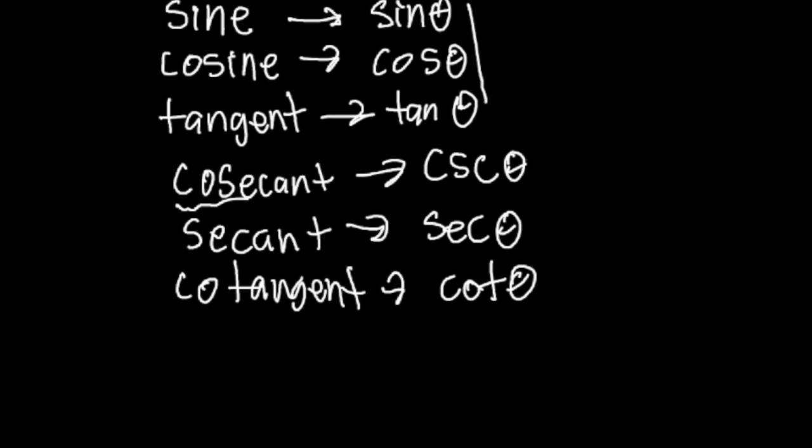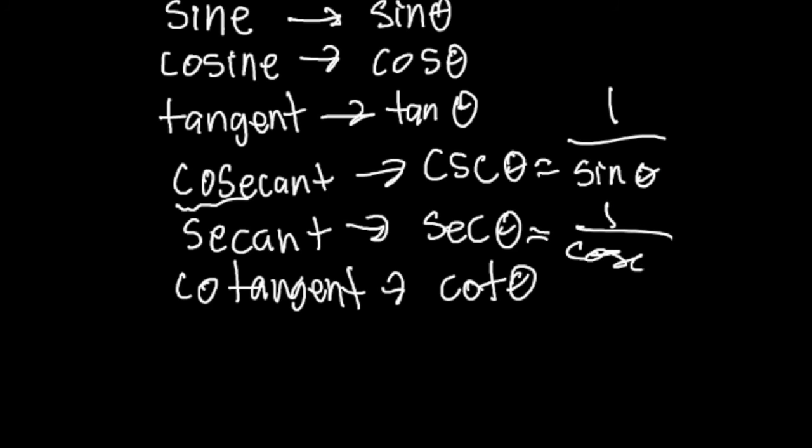So if we have these normal ones, this one is related to this, this one's related to this, and this one is related to this. But with what relation? Okay, so cosecant, we can rewrite it as 1 over sine theta. So it's basically the reciprocal. So what would this be? This would be 1 over cosine theta, and this would be 1 over tan theta.